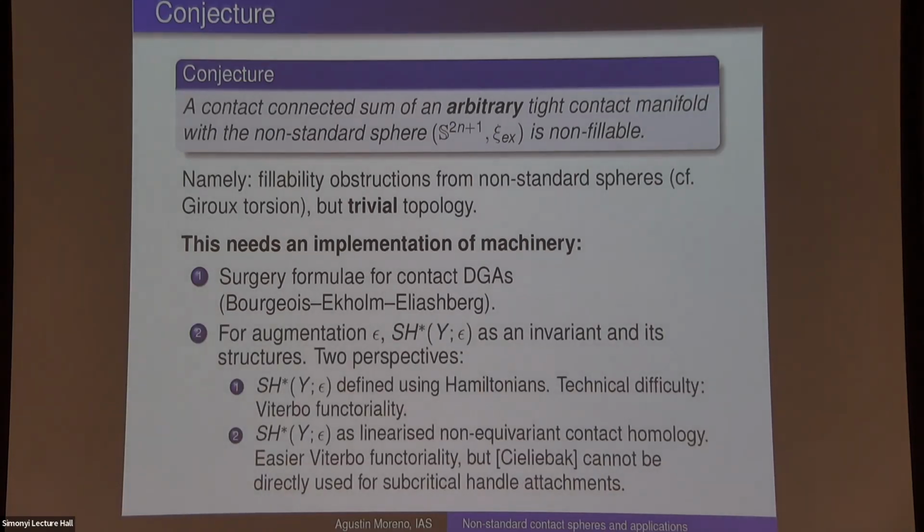And then the second thing that this would need is that for any augmentation epsilon, there should be a notion of a linear symplectic homology with respect to this augmentation, as an invariant of the contact structure and its associated structures. There are two perspectives you can take on this. First, you can define this using Hamiltonians. The technical difficulty most likely will be setting up arbitrary functoriality. Or you could try to define this as some version of linearized non-equivariant contact homology, which will probably make arbitrary functoriality easier, but the result of Chirivak may not be directly usable in the case of subcritical handle attachment, saying that this should be vanishing. So what I'm trying to say is that we have this conjecture, which suggests there should be some very general fillability obstruction for structures, and we know precisely what we would need in order to set this up.